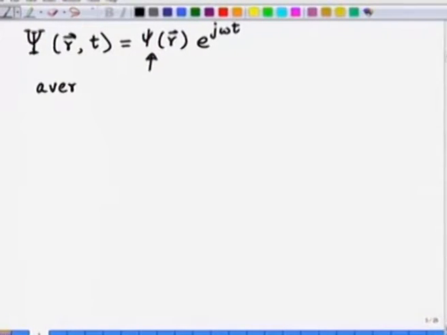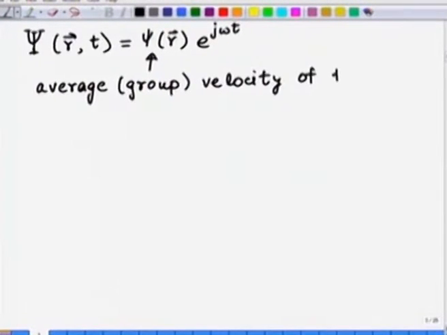If I look at the wave, the average group velocity of the wave packets, then that quantity, V, is the velocity by which the energy is transmitted, transferred, is travelling.